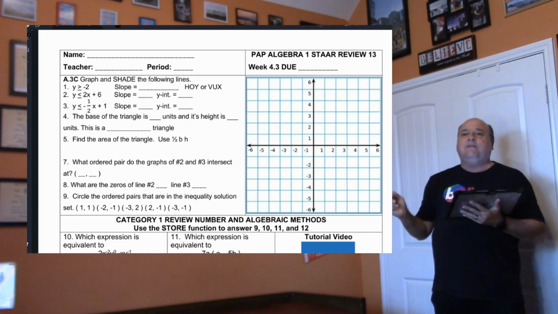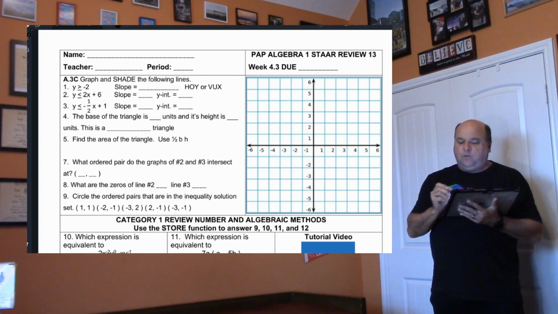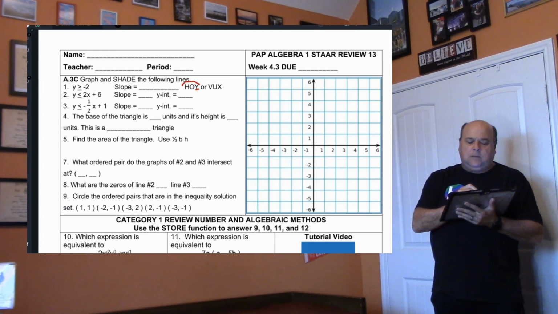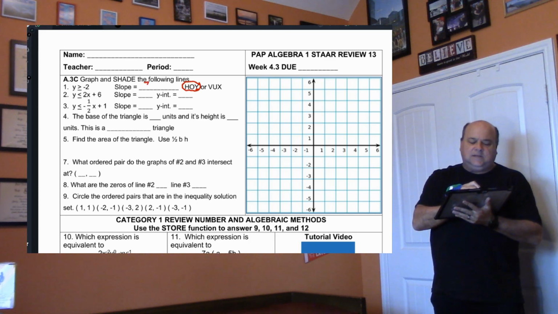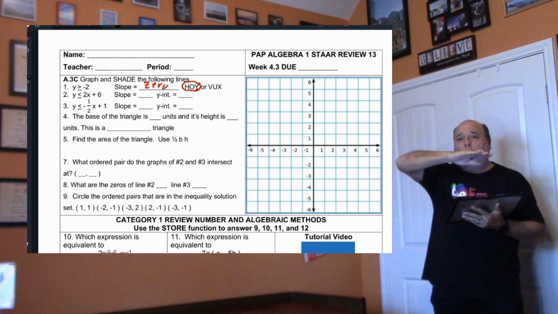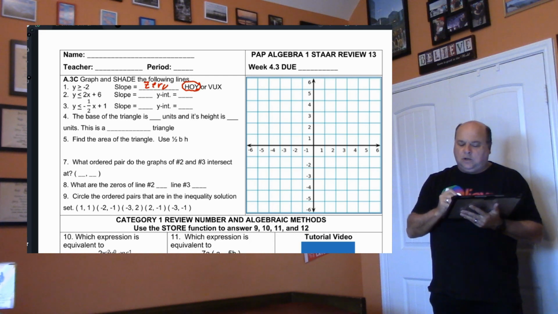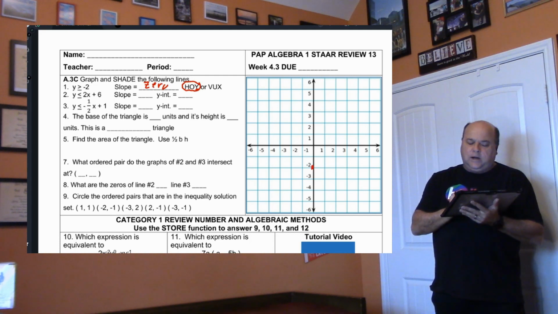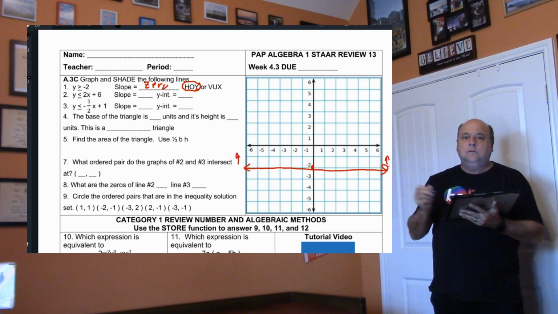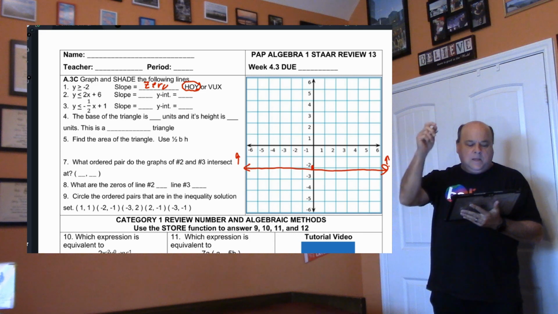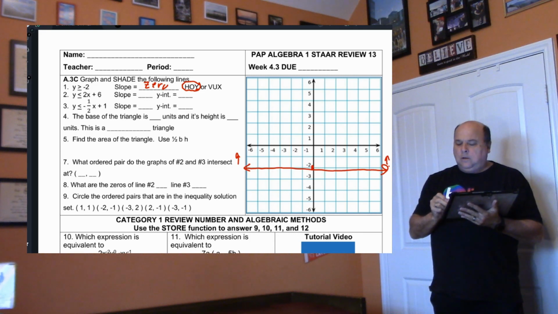On number one, we have a y line, don't we? If we have a y line, that's going to be horizontal. That means the zero in the middle is a zero slope, and we're going to have a horizontal line going through -2. So we're going to have a horizontal line through the -2, and then it would be shaded up. Okay, let's go to the next one.